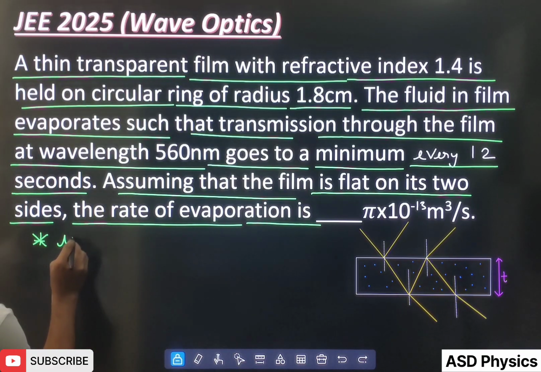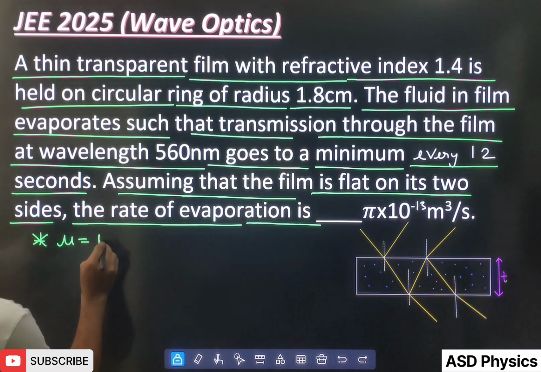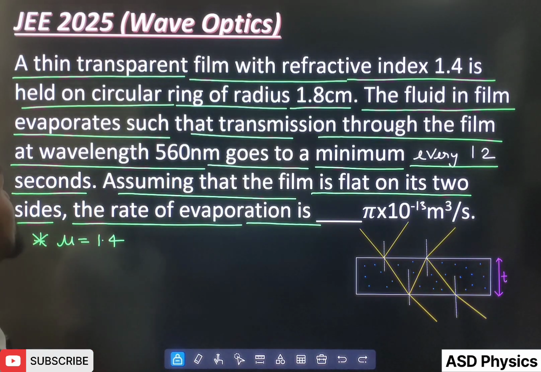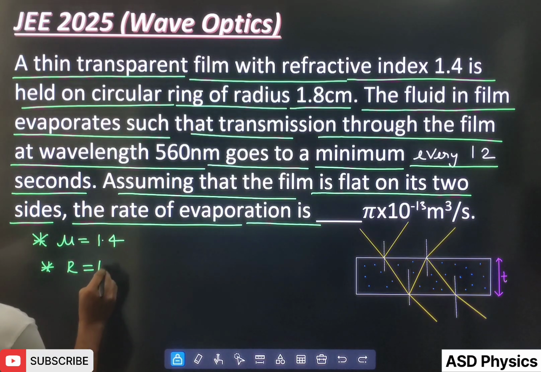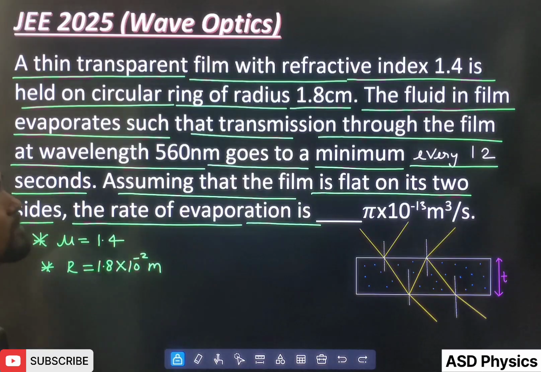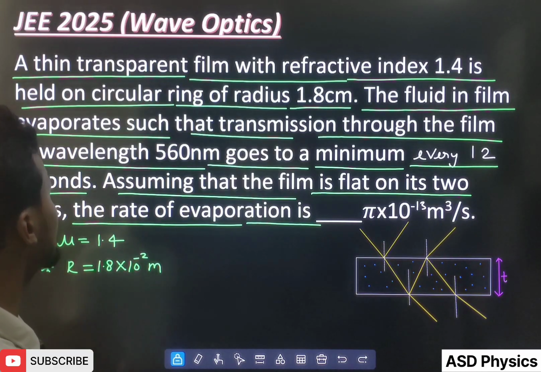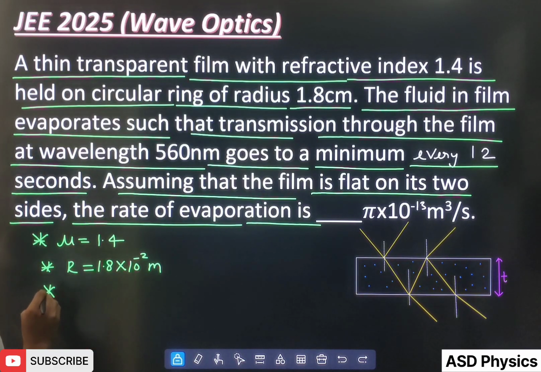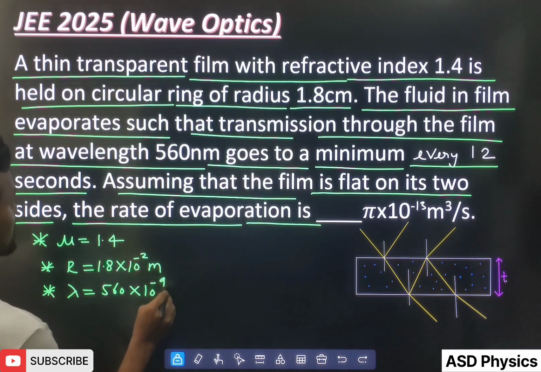The refractive index of the film is given here as 1.4. After that, the ring radius is given, R equals 1.8 centimeter, that means 1.8 into 10 to the power minus 2 meter. After that, the wavelength is also given: lambda equals 560 nanometer, that means 560 into 10 to the power minus 9 meter.